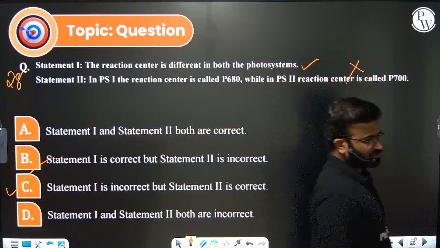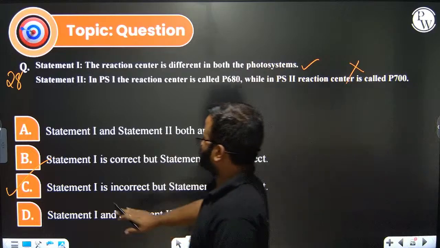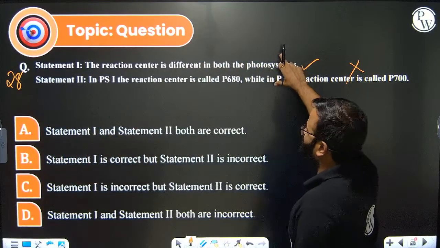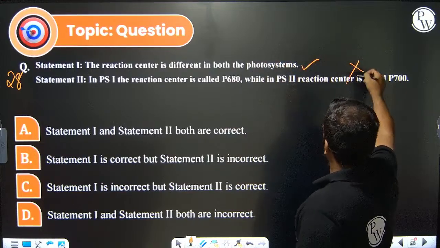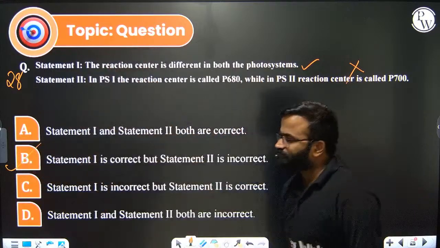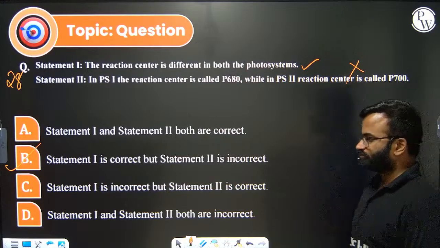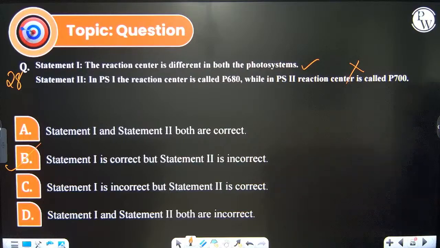Am I clear? Oh, not C. What I gave as the answer over here is right. So this is right and this is wrong. So the answer will be B. Sorry. Let's go for the next one.